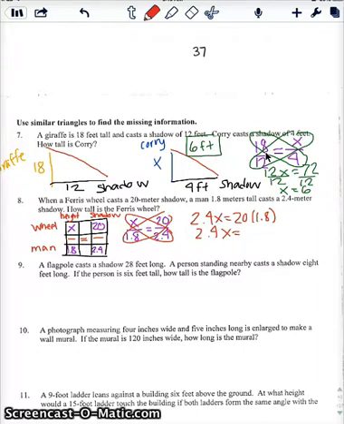20 times 1.8 is 36. Divide both sides by 2.4. So on one side I will have x, I'm going to work up here. One side I will have x equals 36 divided by 2.4, which is 15. So the Ferris wheel is 15 meters tall.